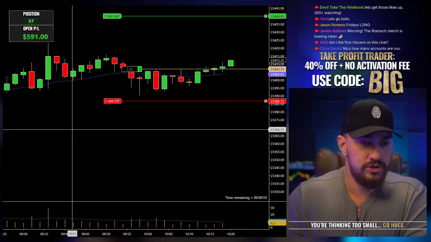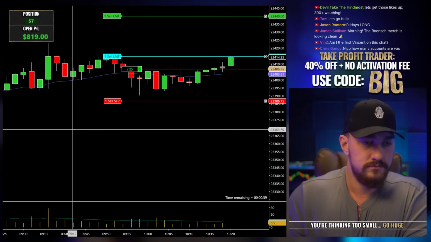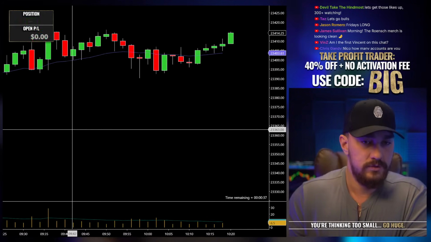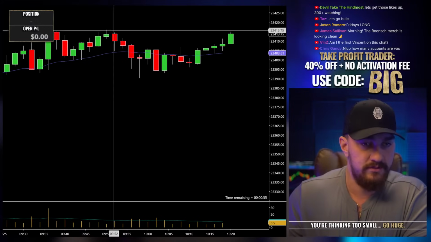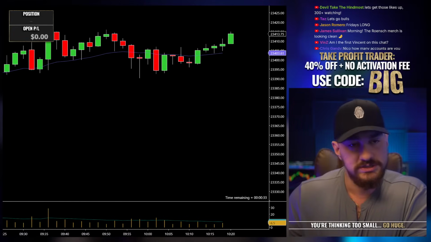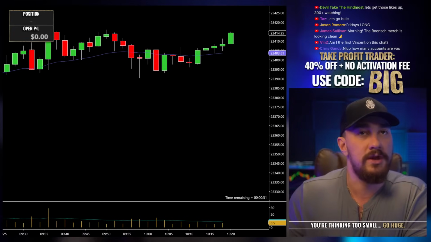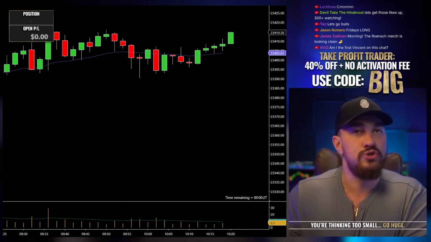Decent little push. Come on now, bulls. All right, pull it at 8 points as we come in to the top end of that range. Small little trades here. Again, it's a range. You got to do what we can do. We start making too big of asks.